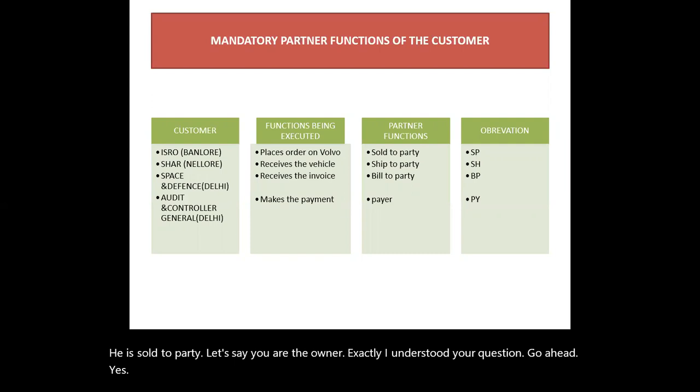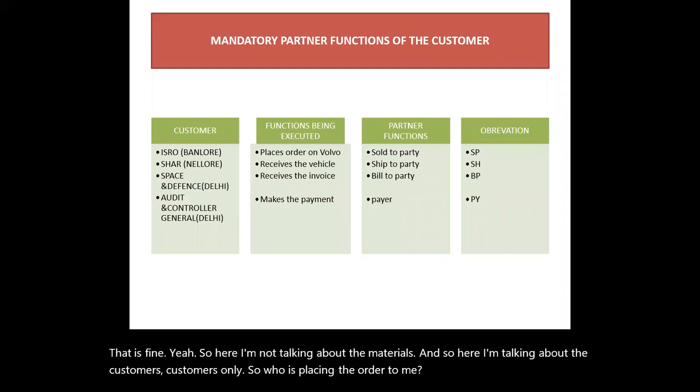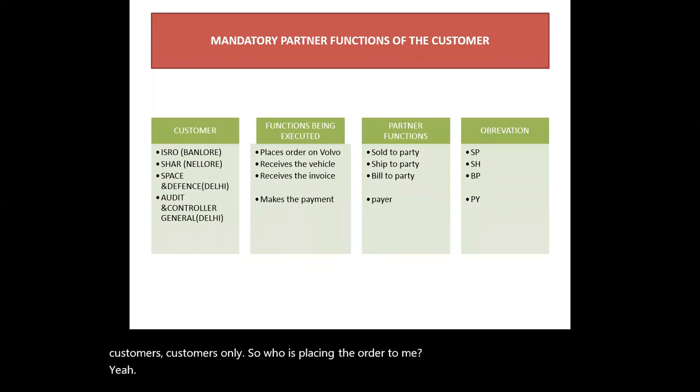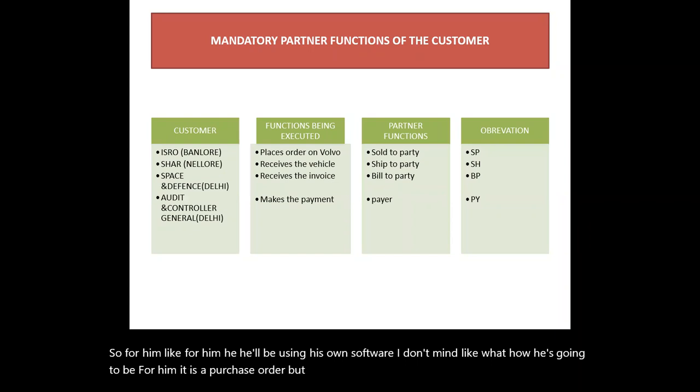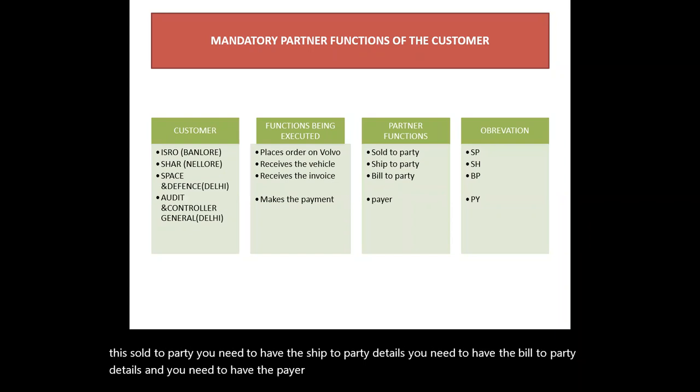That is fine. So here I'm not talking about the materials, only the customers. Who is placing the order to me? The end customer who is trying to purchase the product. For him, he'll be using his own software. I don't mind how he does it; for him it is a purchase order, but for you it is a sales order, right? So you need to have the sold-to party, the ship-to party details, the bill-to party details, and the payer details. Okay, that I got it.